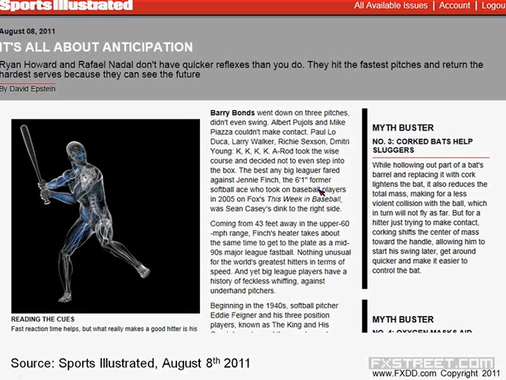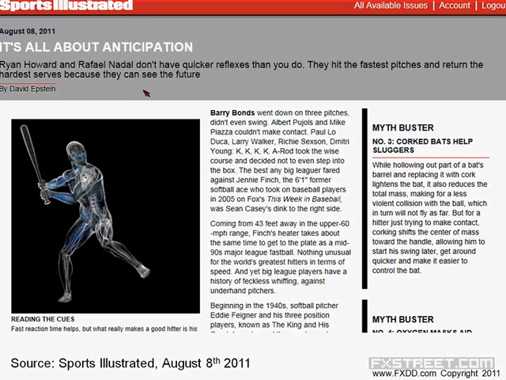But anyway, there's an article in Sports Illustrated, August 8th. It's all about anticipation. By now, you've all read: Ryan Howard, a baseball player, and Rafael Nadal, a tennis player, do not have quicker reflexes than you do. They hit the fastest pitch and return the hardest hitters because they can see the future. They are us. They are traders. Traders need to see the future.